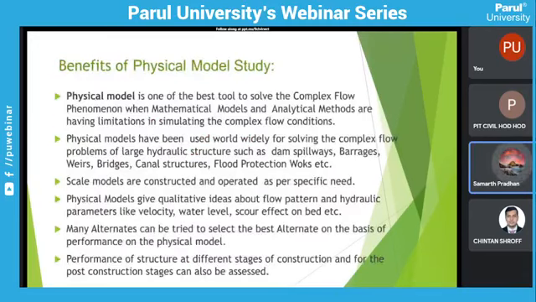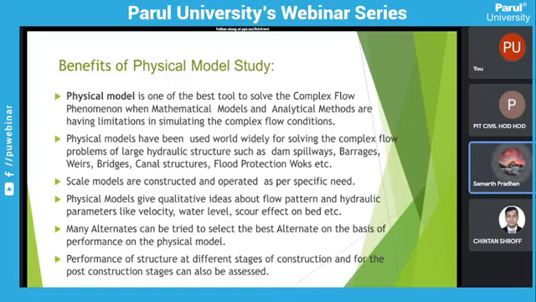Now these are some benefits of physical model study. Physical model study basically is one of the best tools to solve complex flow phenomena when mathematical models and analytical methods have limitations in simulating the complex flow conditions.